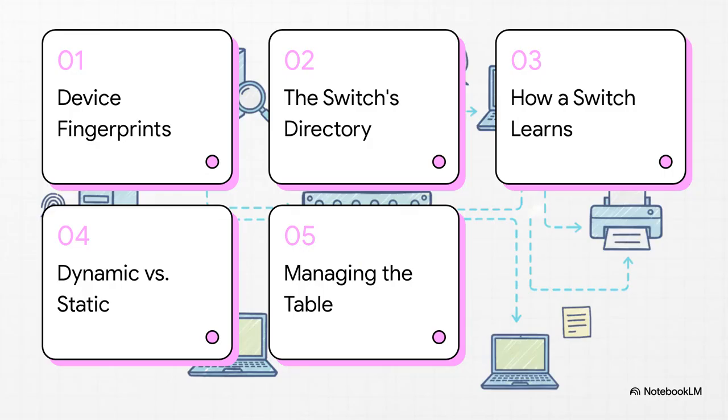All right, so here's our game plan. First, we'll look at the unique ID that every single device has. Then, we'll check out the smart directory the switch builds using those IDs. After that, we'll see how the switch actually learns all this stuff, talk about the different kinds of entries it keeps, and finally, we'll look at how network admins can get in there and manage the whole thing.